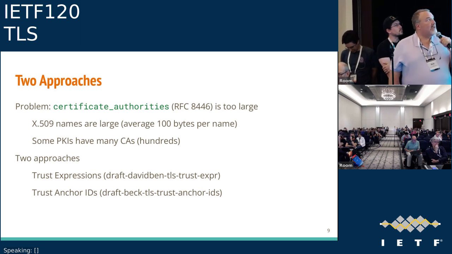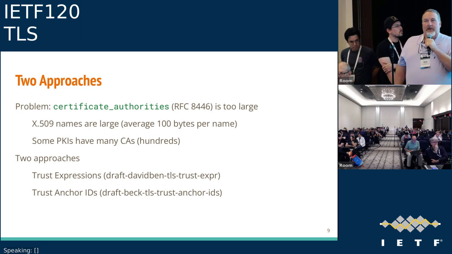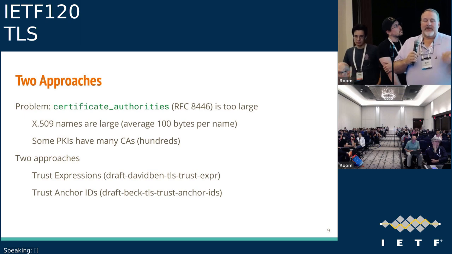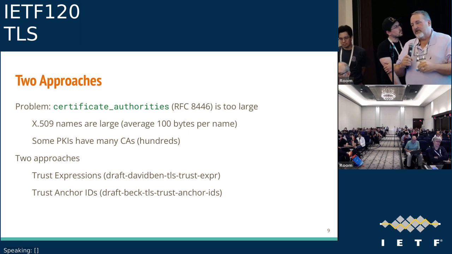We do have two approaches here. We brought in another one to make a very much simpler version of what we still want to achieve. So starting up front, there is a way already in TLS to do certificate negotiation, to ask the server what you want. It's called certificate authorities. The biggest problem is what it sends is just too large. It's sending a subject, it's 100 bytes on average, and some PKIs have many CAs, possibly hundreds. So there's two approaches.